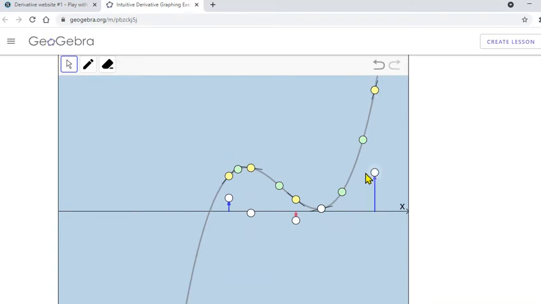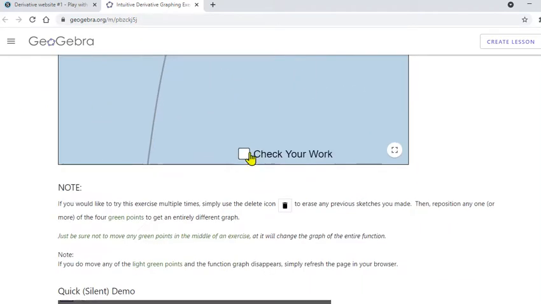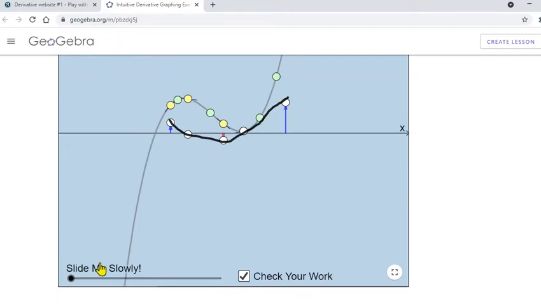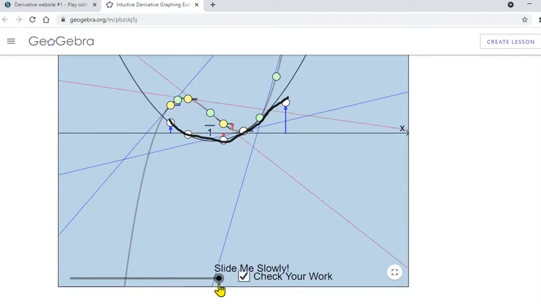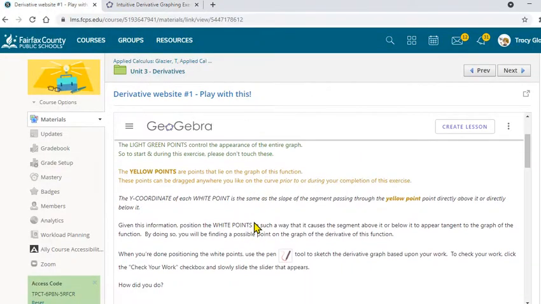And then you can take your pencil and you can trace what you see happening by your dots. And then you can check your work. And slide me slowly. And you can see my line was a little off here. Anyway, I thought that was cool. Derivative website 1, play with that.